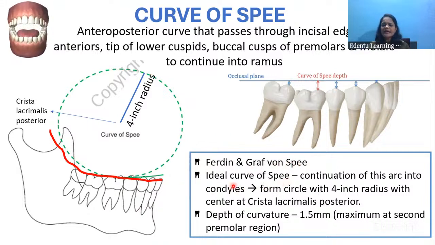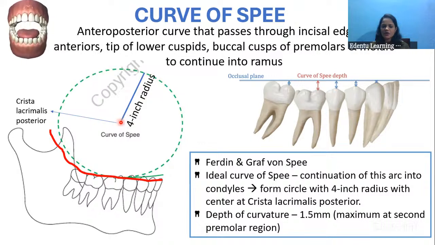Now, in an ideal curve of Spee, this curve will extend into the condyles, and we can form an imaginary circle like this. I hope you are able to view it in a 3D view. Imagine it in 3D. So this curve of Spee will extend into the condylar area and form an imaginary circle like this. And usually the radius of this circle will be 4 inch.